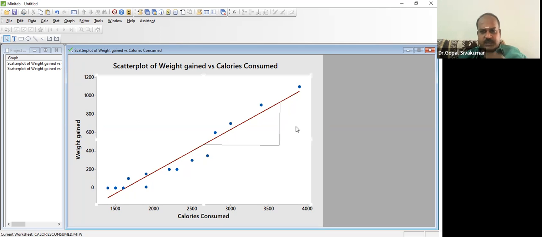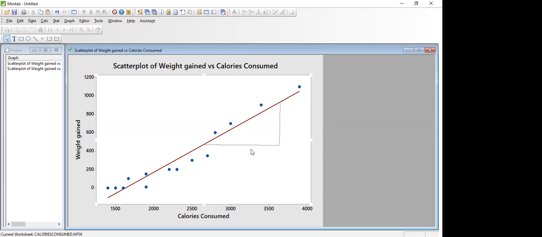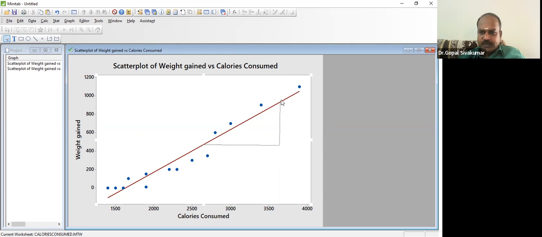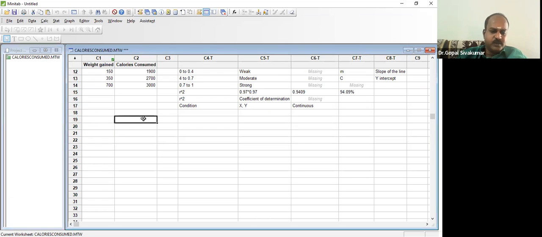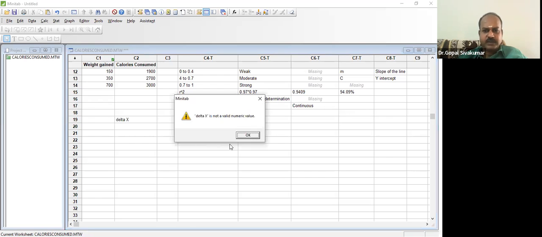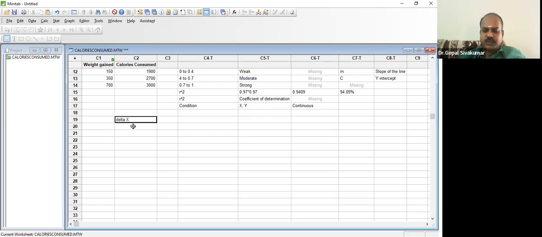After drawing a horizontal line, is it possible for you to measure the length of the horizontal line? Yes. Similarly, can you measure the length of the vertical line? Yes. Measure these things and let us go to the worksheet. Now let me say, the measured value of X is called delta X.